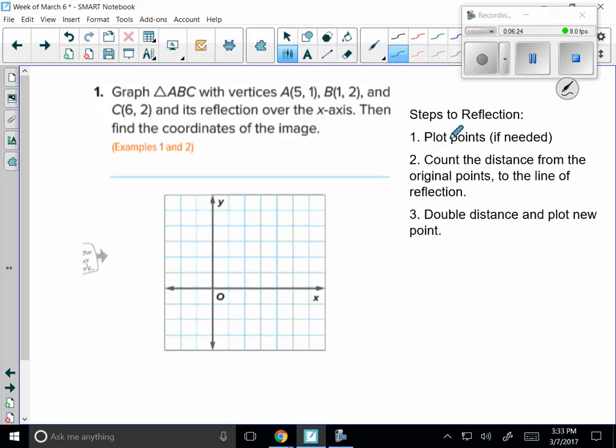So the first step is to plot points if needed. Sometimes it might already be plotted for you, but we can go ahead and put A, which is at 5, 1. We'll go over 5, up 1. After that, we have B, which is over 1, up 2. And then we have C, which is over 6, and then up 2. So we kind of have a weird looking triangle here, which we can connect the points here.